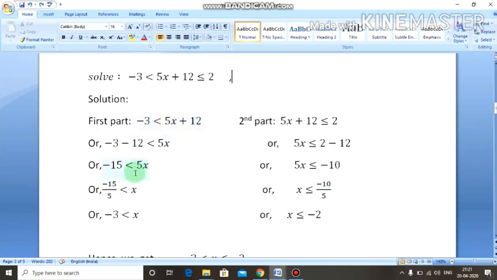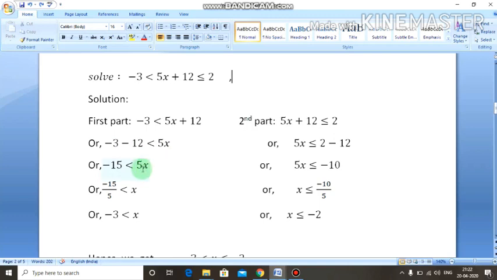We will solve like the linear equation. The only difference is when we multiply or divide both sides by a negative number, that time the inequality sign will be changed. So let's solve. Okay, so we will keep this 5x term on this side and move this 12 to the other side. So minus 3 was there, and if we move the term 12 to the left hand side, then it will be minus 12. Then after simplifying, the left hand side will be minus 15, less than or equals to 5x.